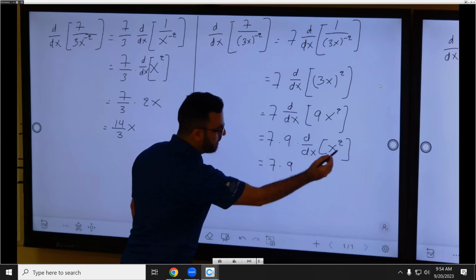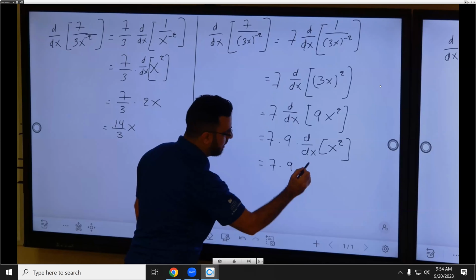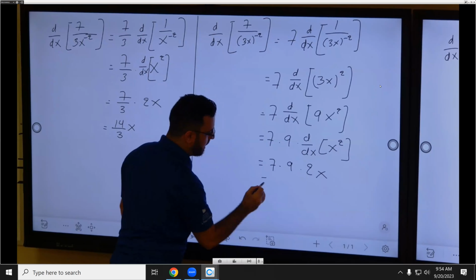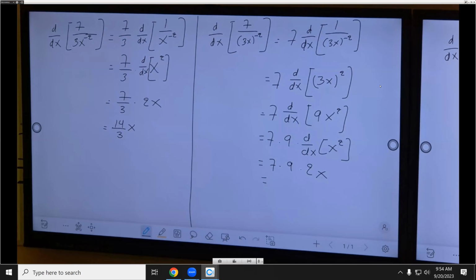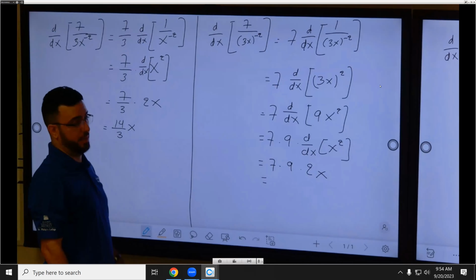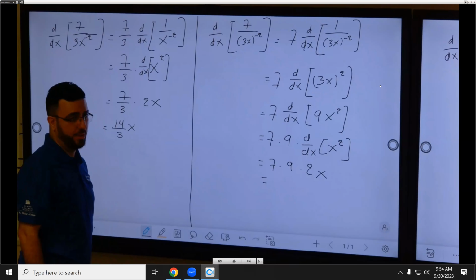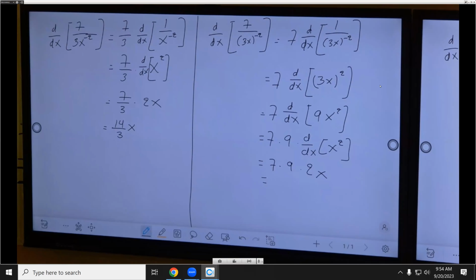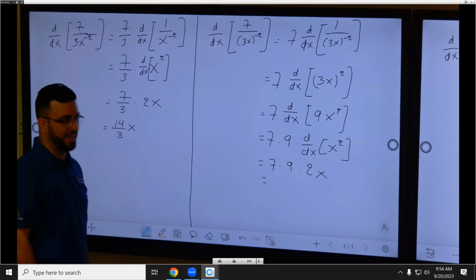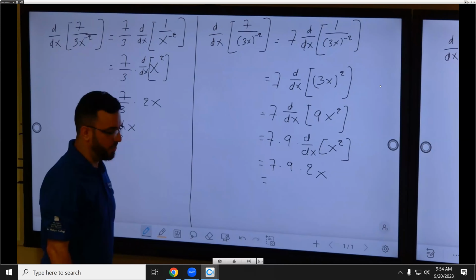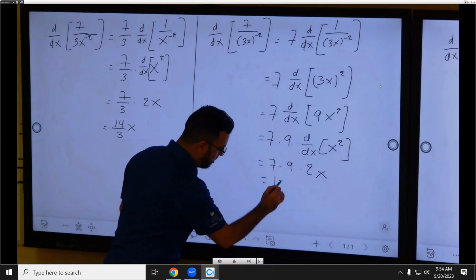What's the derivative of x squared? What's the derivative here? 2x. Now, multiply these. 7 times 9, 63, times 2. So it's going to be 126x.